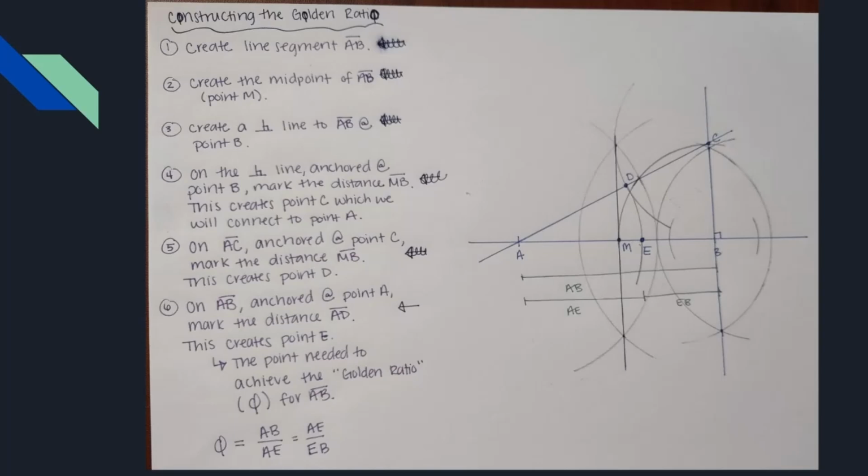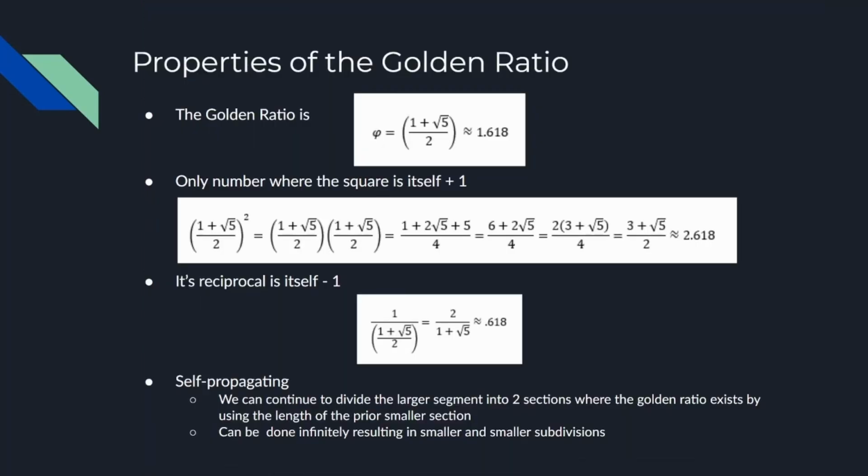We have now subdivided the line segment AB in such a way that AB related to AE is equivalent to AE related to EB. If we were to measure and divide AB over AE, we would get a ratio that is 1 plus the square root of 5 over 2, which is roughly 1.618. This is the golden ratio, or phi.